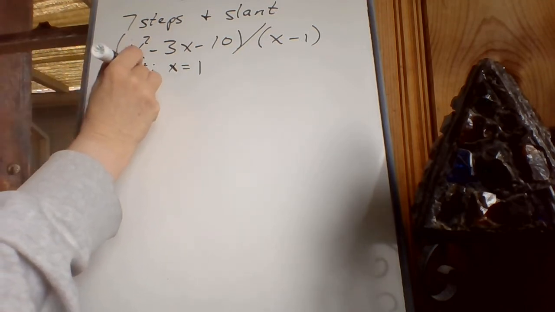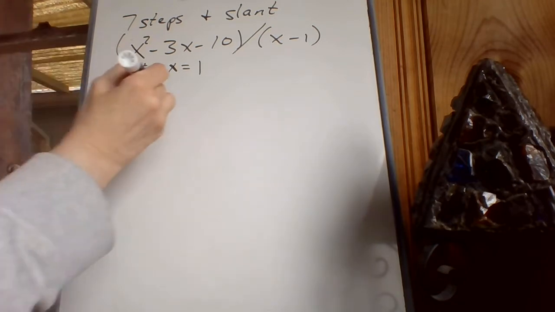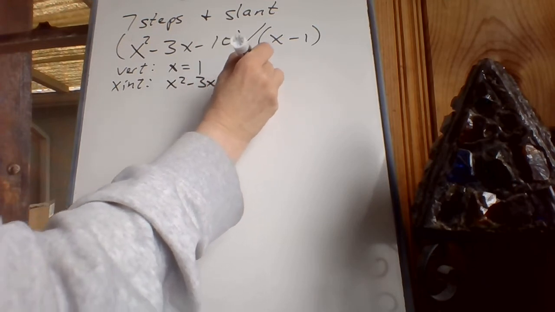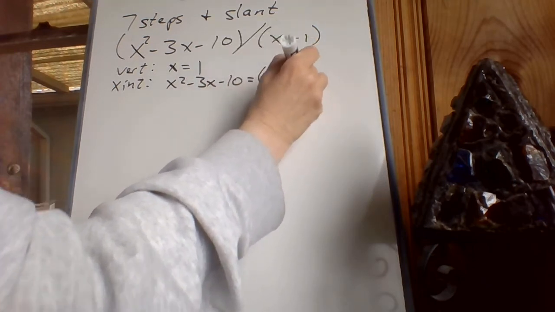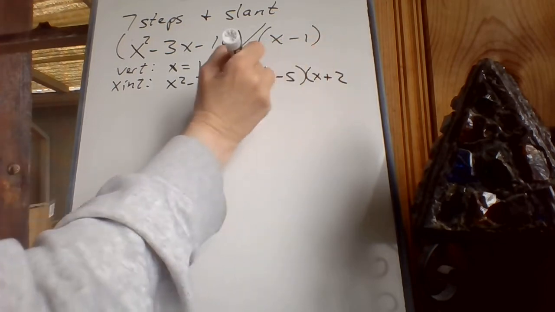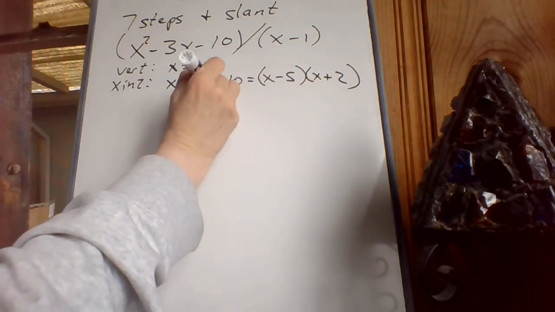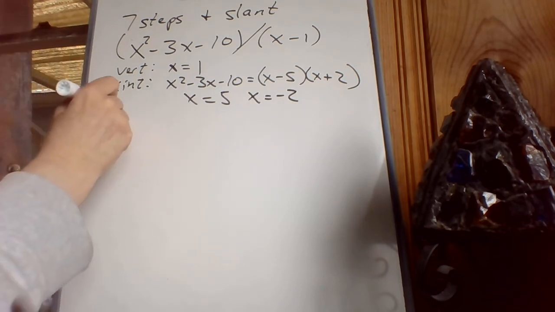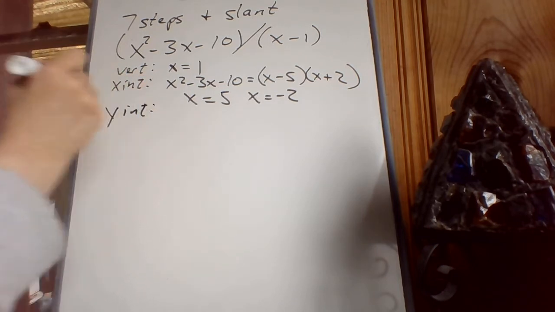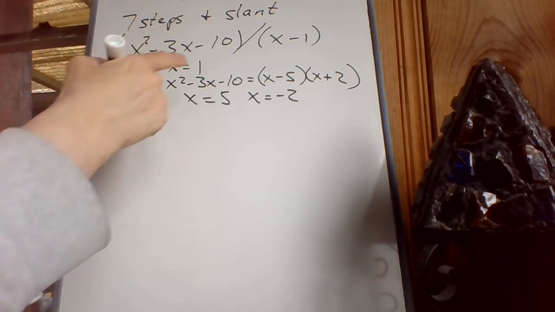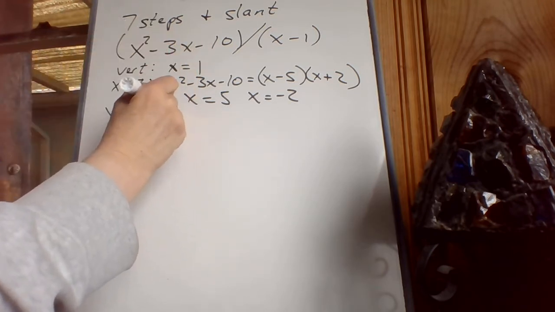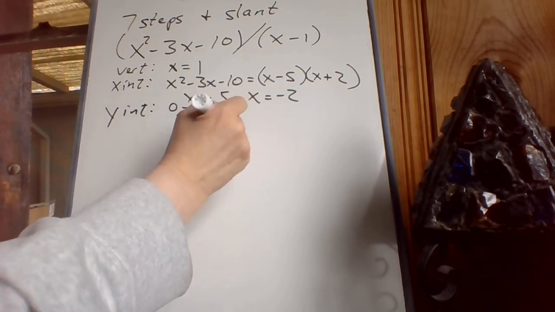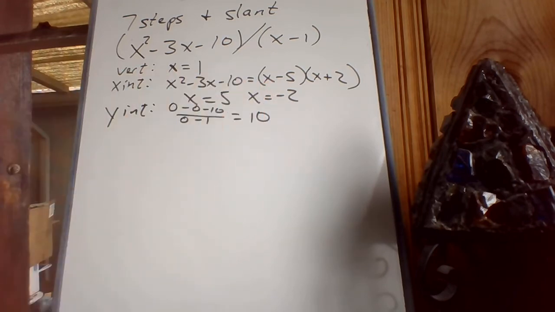X-intercepts, set the numerator equal to 0. That's x minus 5 times x plus 2. So that's x equals 5 and x equals negative 2. Y-intercepts, plug in 0. If I plug in 0, I'm going to have 0 minus 10 over 0 minus 1. So that's going to be 10.